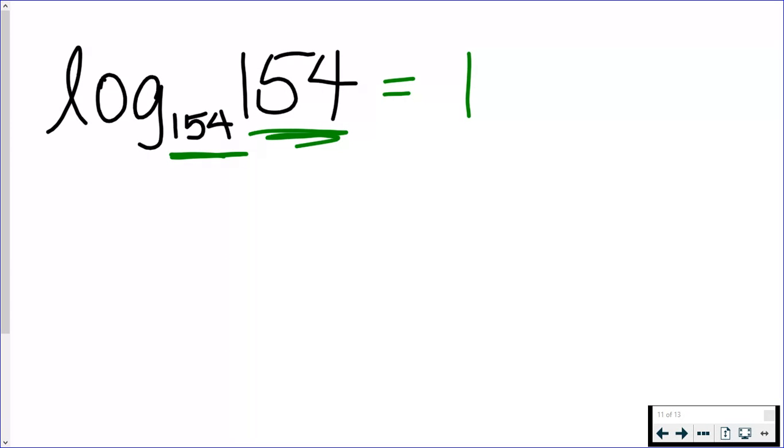So hopefully you saw enough examples where you're a little more comfortable with those definition-based properties. Logs aren't the worst thing in the world. Once you practice them and get used to them, hopefully you enjoy them like I do.